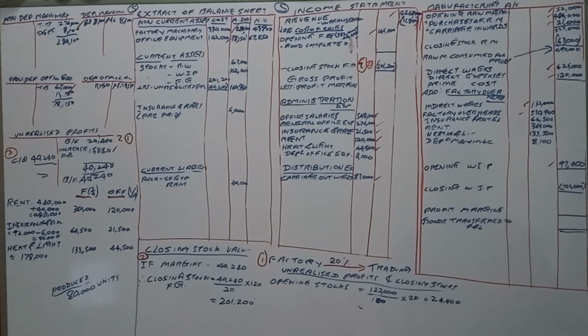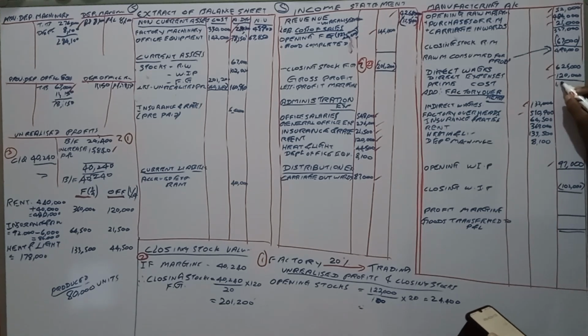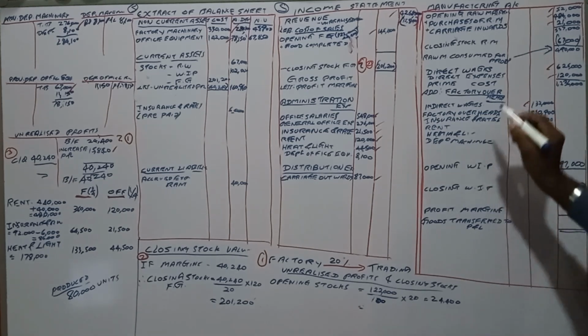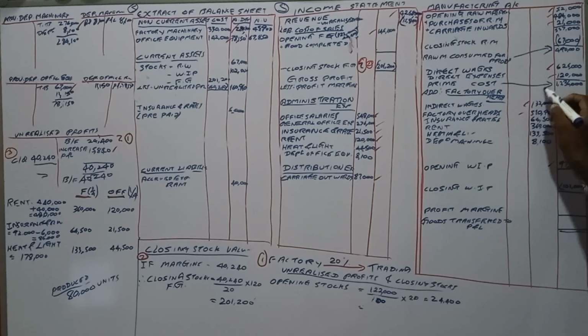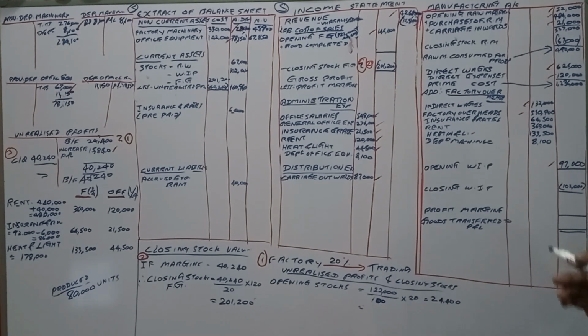Then with that, you have to add direct wages 626 plus direct expenses 120, which gives 1,236,000. That is the prime cost, right? With that, you have to balance the factory overhead cost.